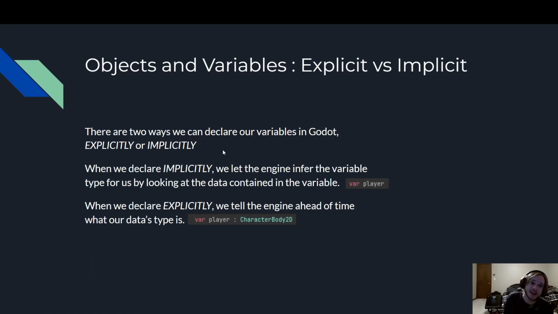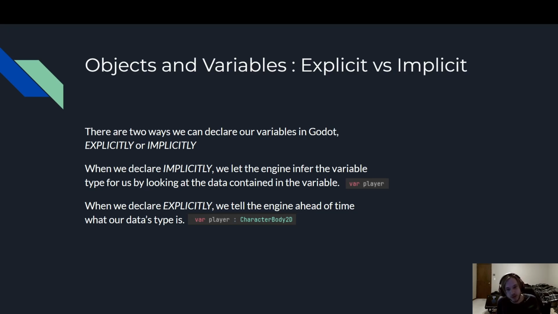So, explicit versus implicit variable declaration. There are two ways we can declare our variables within Godot: explicitly or implicitly. When we declare implicitly, we let the engine infer what the variable type should be by looking at the data contained inside the variable. So if we used var player and then didn't assign anything at the start and didn't give it a variable type at the start, but then later we assigned a character body 3D to it, that variable would then become of the type character body 3D. That is implicit variable declaration.